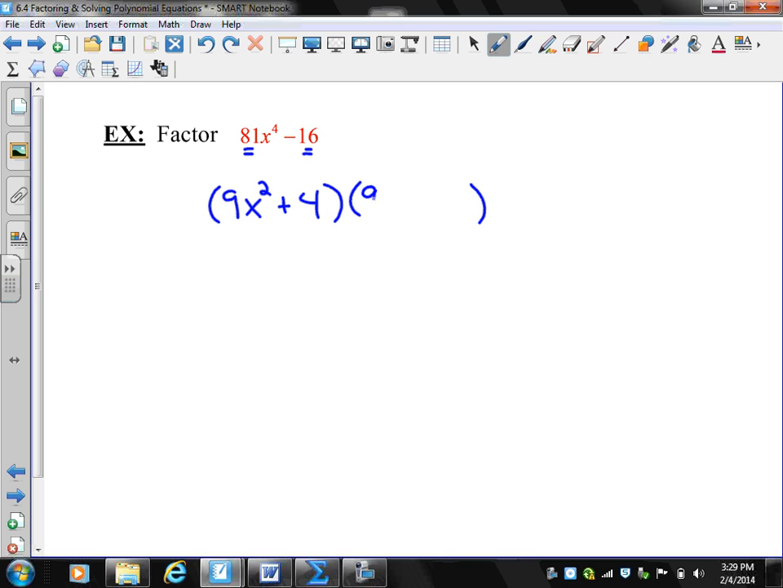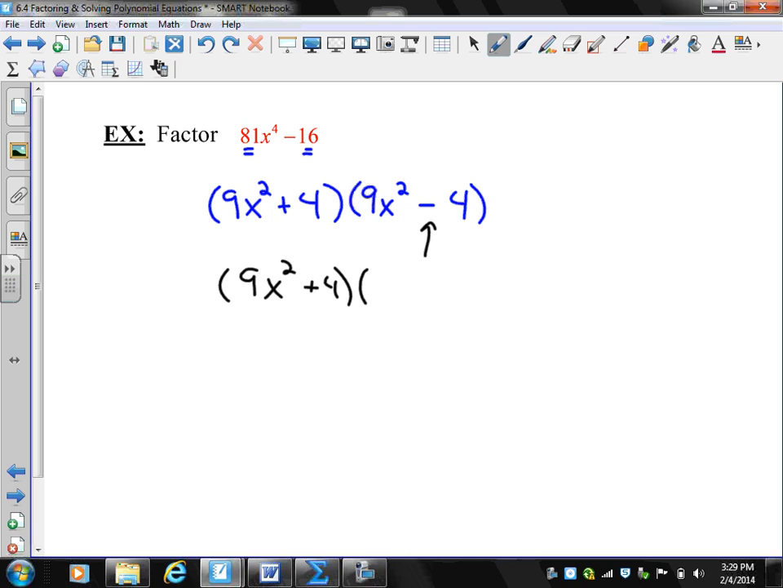And of course, there's a little catch here. This is, again, the difference of 2 squares. So this is actually happening twice where we're having the difference of 2 squares. We have the 9x squared plus 4. And now we have, this is going to be 3x minus 2 and 3x plus 2.